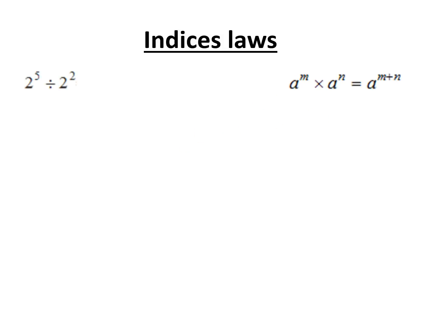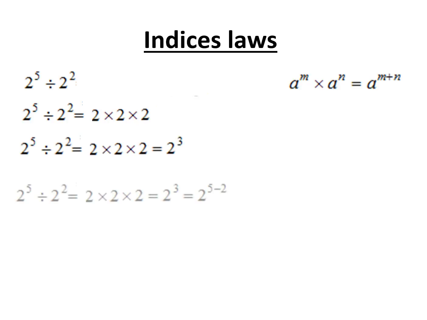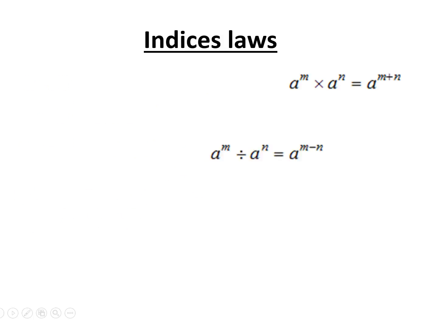The same thing can be done for dividing. So you've got 2 to the power of 5, which is 5 2s, divided by 2 to the power of 2. And 2 of these 2s from the top and the bottom cancel out, which means you're left with 2 times 2 times 2, which is 2 cubed. So you've got the same rule as before, but instead of a times, you've got a divide, instead of a plus, you've got a minus. So that's our second important rule.